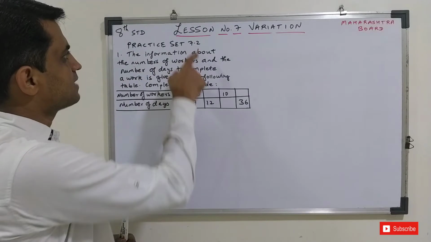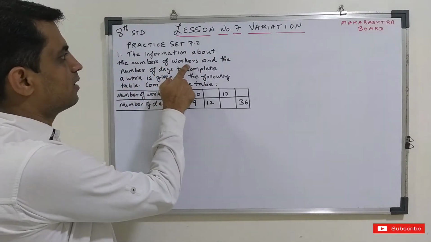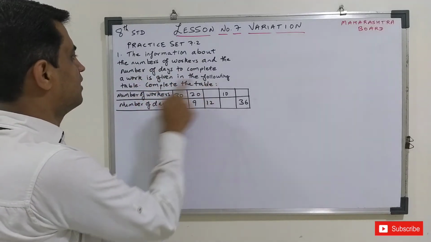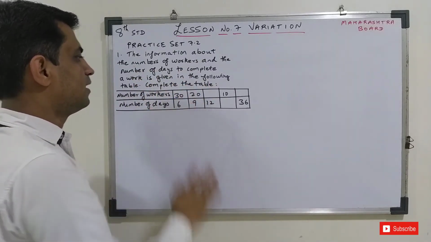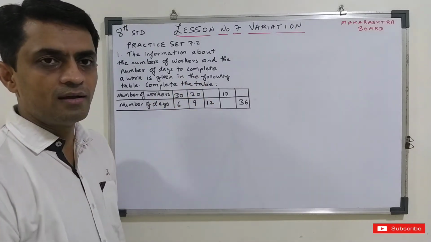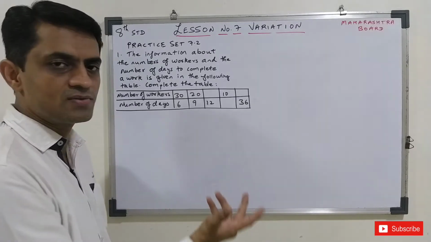First sum, practice set 7.2. The information about the number of workers and the number of days to complete the work is given in the following table. Complete the table. Now they had not specified here the relation, meaning which variation, direct variation or inverse variation.